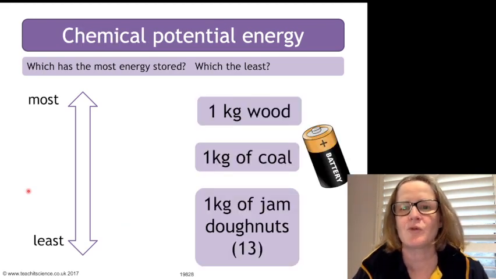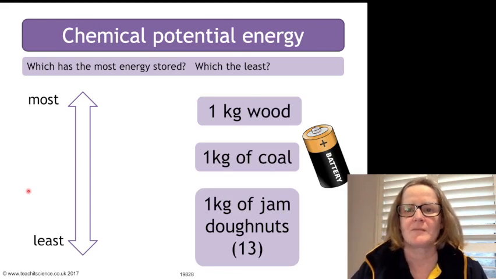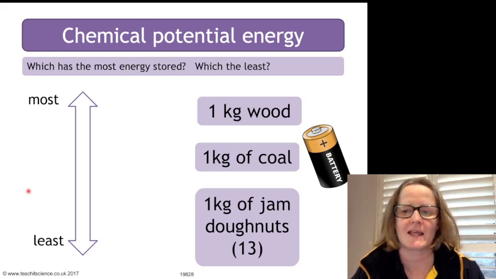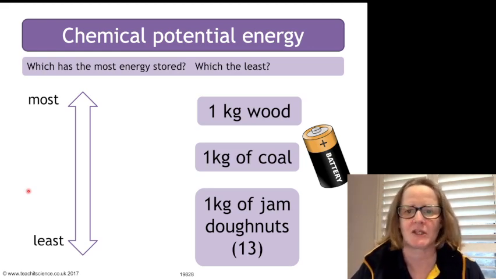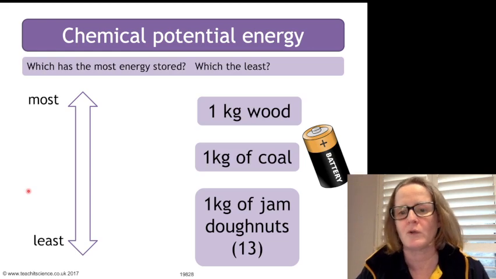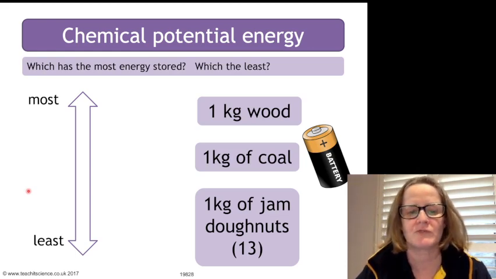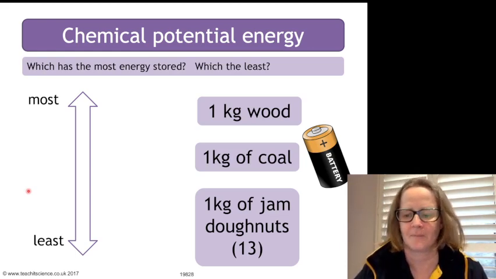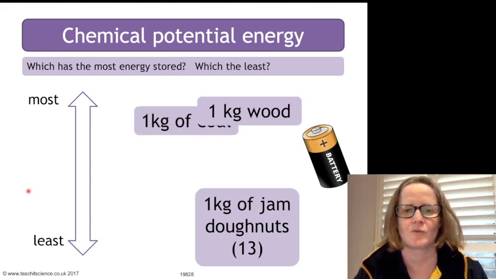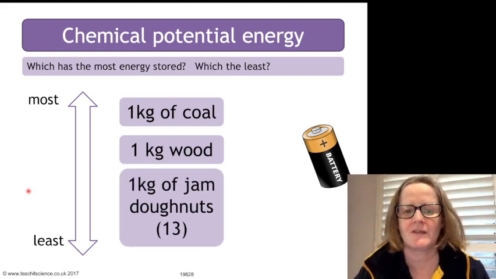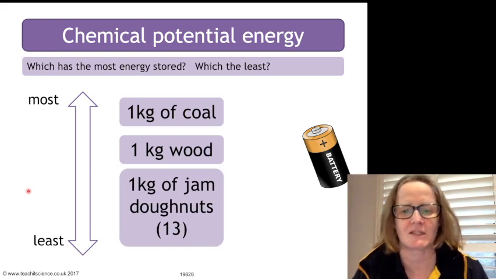And the last one, chemical potential energy. That's the potential to do work stored within chemicals, and as they react, they release their energy. So we've got some wood, some coal, and some jam donuts. And you'll notice they're all the same mass. So which would release the most energy and which would release the least energy? Did you get that right? A kilogram of coal will release the most energy, then a kilogram of wood, and then 13 juicy jam donuts.